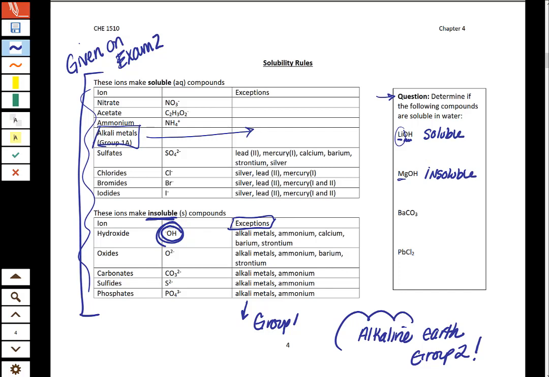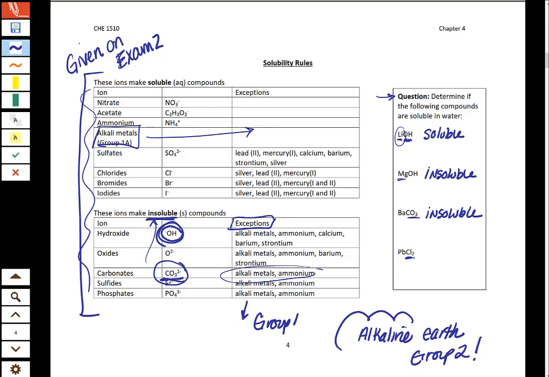Barium carbonate. So I see carbonate right away, and I see that that's on our list over here. Barium, not an alkali metal. Barium is also not ammonium. So if the carbonate is present in the insoluble part of the table, then that means that we have an insoluble compound. If barium was over here in the exception list, then we would switch from insoluble to soluble. Let's look at our final example.